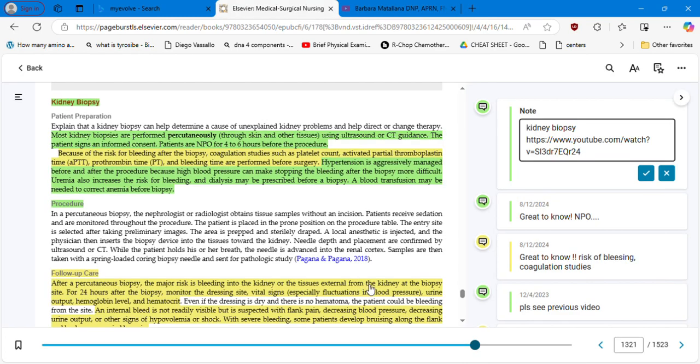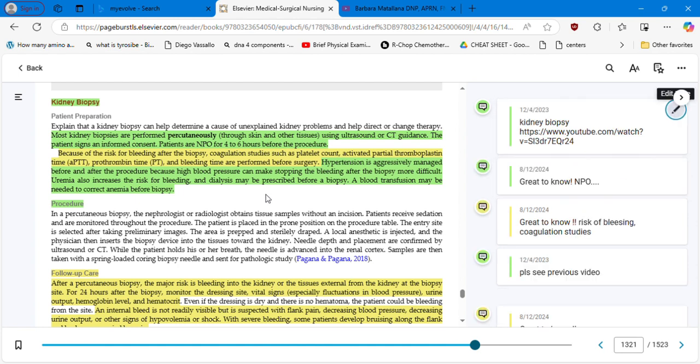Excellent. So the most important is the risk of bleeding after biopsy, right? Coagulation studies such as platelet count, activated partial thromboplastin time, prothrombin time (PT), and bleeding time are performed before the procedure, right? And for this procedure, the patient needs to sign an informed consent, and patients are NPO for 4 to 6 hours before the procedure. Now, hypertension is aggressively managed before and after the procedure because high blood pressure can make stopping the bleeding after the biopsy more difficult.